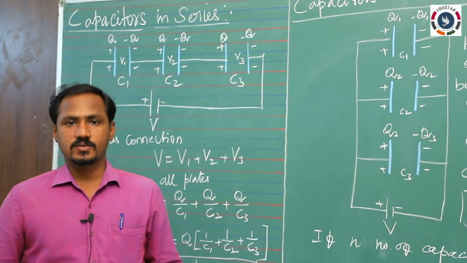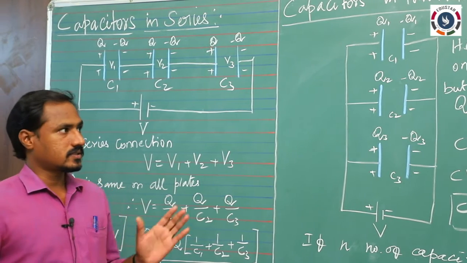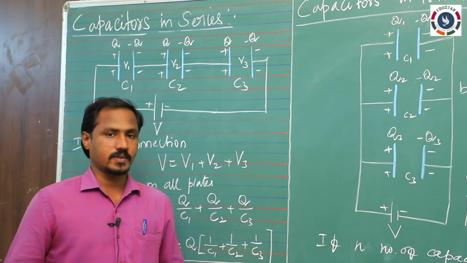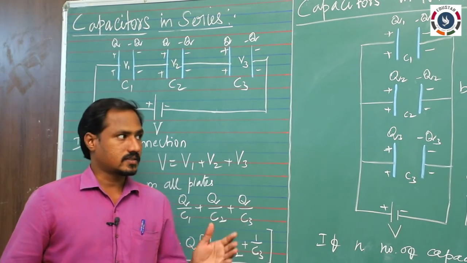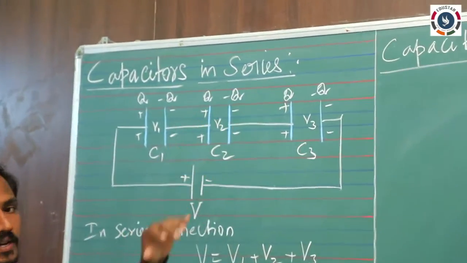We are seeing the electrostatic potential and capacitance, the second chapter. This is the last part of this chapter, so today itself we are finishing this chapter. Here we are going to see capacitors in series and parallel connection.